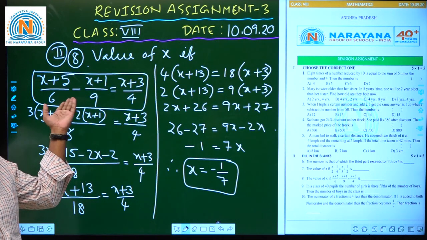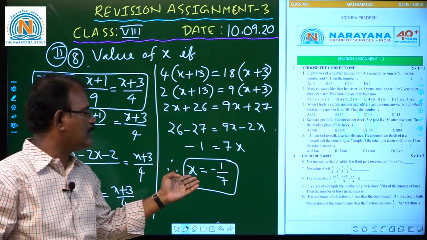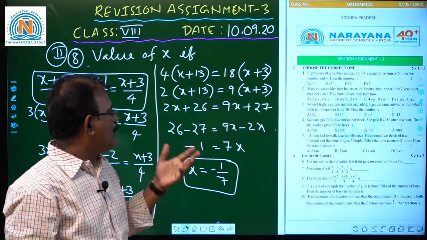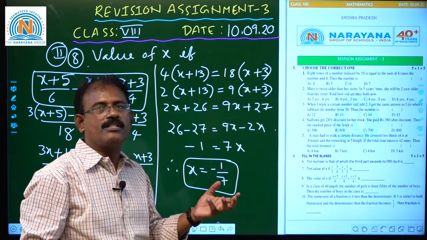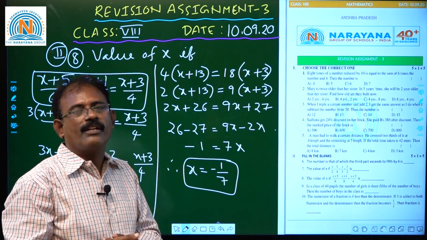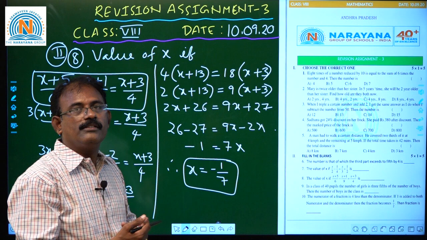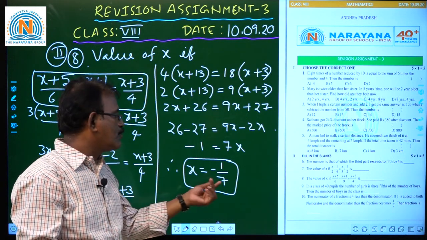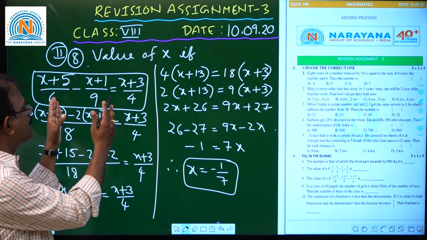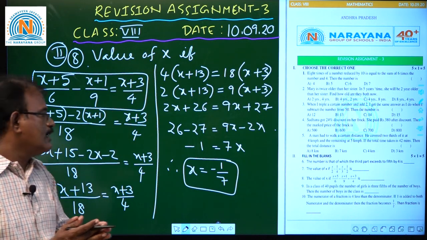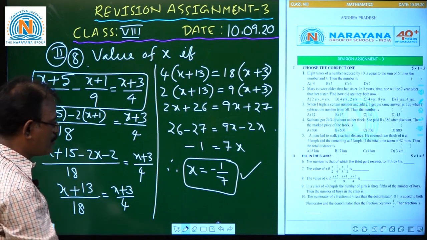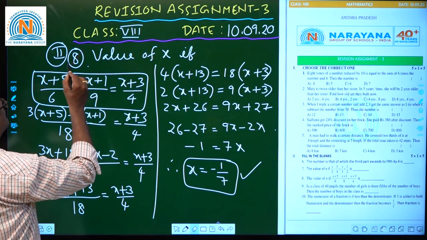When the simple equation is given in such a way, what is the value of x, children? Minus 1 by 7. So whenever we are doing simplification of simple equations, children, at the time of examinations, if you have any doubt, let us cross check verification. Substitute the given value in the given question in place of x, so that if LHS and RHS are the same, your process is correct. Okay, children, so our next question is the 9th one.